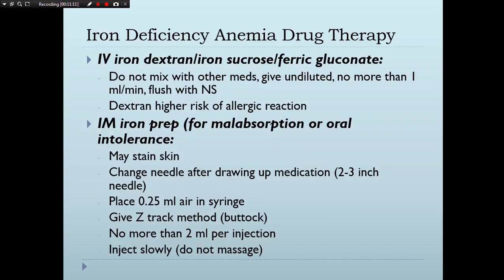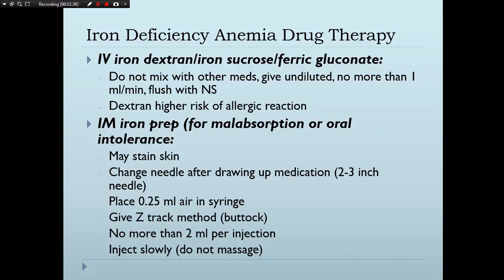In the event that a patient can't tolerate oral preps or there's a malabsorption problem, we might consider doing IV or IM preps. In the event that you have to give an iron prep, we're not going to mix it with other meds. We're going to give it undiluted, no faster than a milliliter per minute, and we're going to flush with normal saline. Dextran products have a higher risk for allergic reactions.